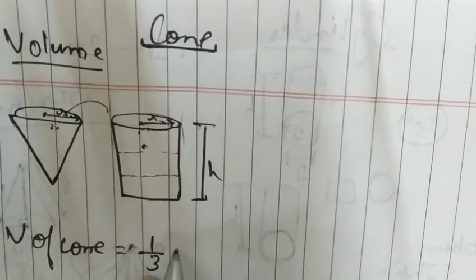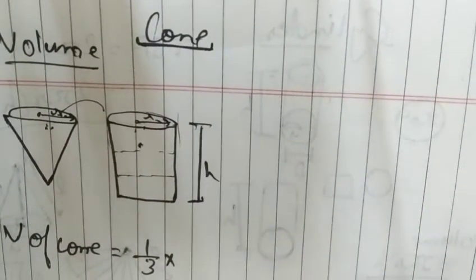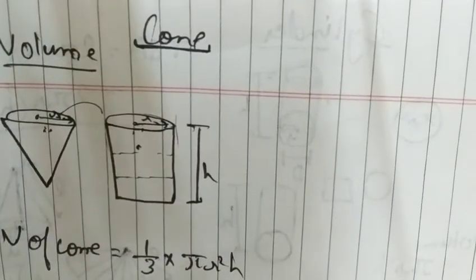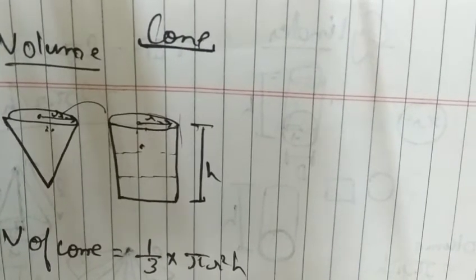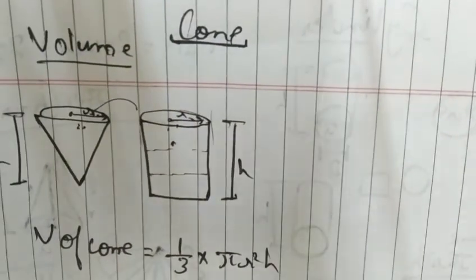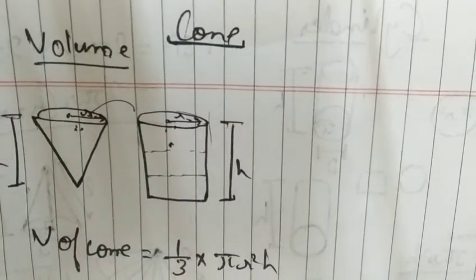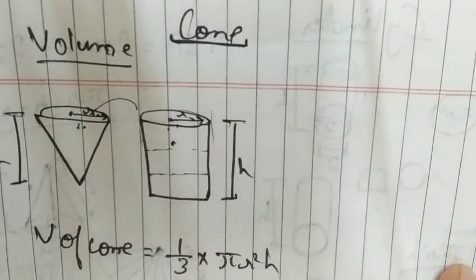And what is the volume of cylinder? Pi r square h. So volume of cone is 1/3 pi r square h. Simple. This volume has no derivation. We can do this practically only.